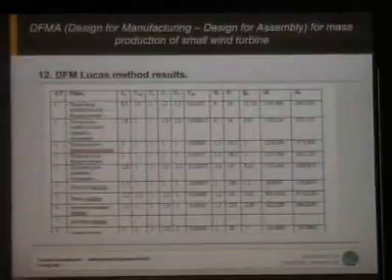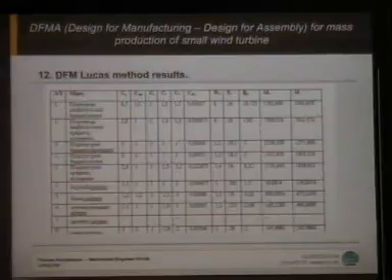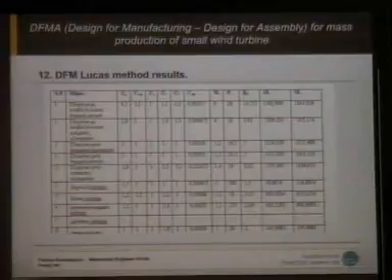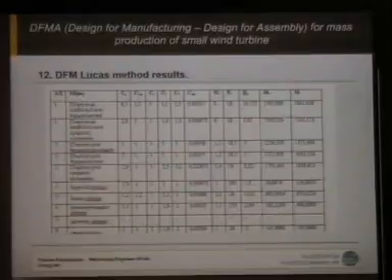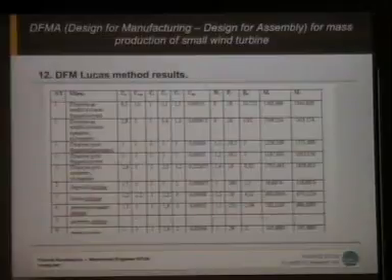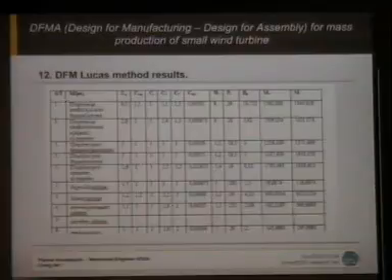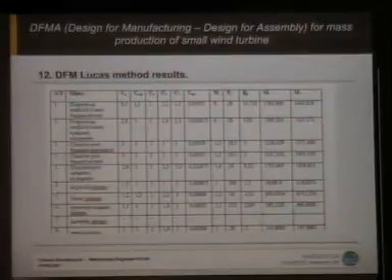This is the Lucas DFM method result. These are its parts. I have not put the whole table, only some of the parts, and the final index rate is the manufacturing rate, from which you can get a cost. It's not a clear indication of cost, it's only a number, but if you know the cost of one part, you can relate it to all the other parts and get a real cost number.